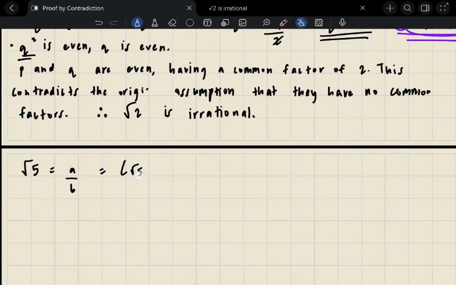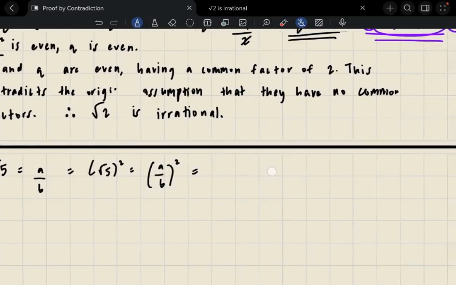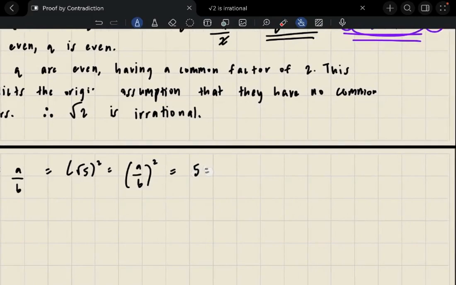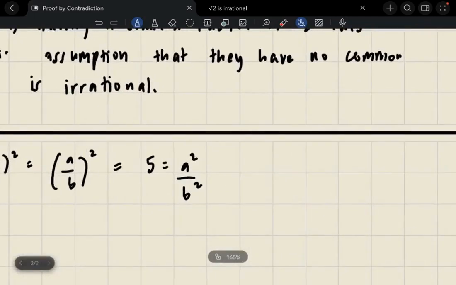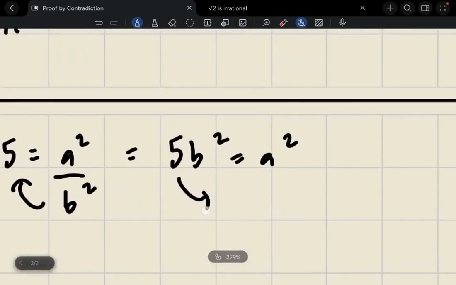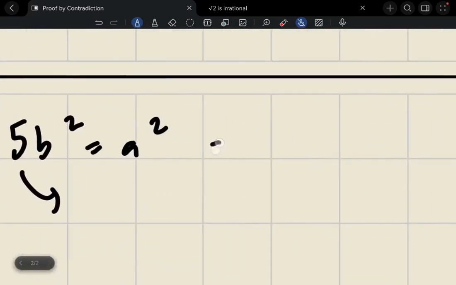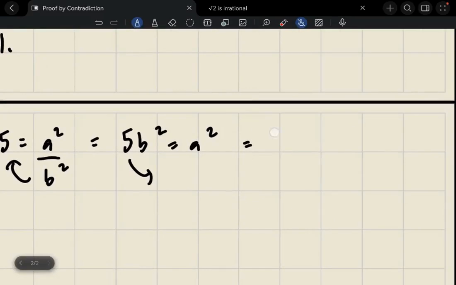So a over b squared is equal to 5, which is equal to a squared over b squared. And then I'm going to move the b squared that side, and I'm going to get 5b squared equals a squared. And then I'm going to move the 5 back down there actually, and you'll see what happens. You get b squared equals a squared over 5.